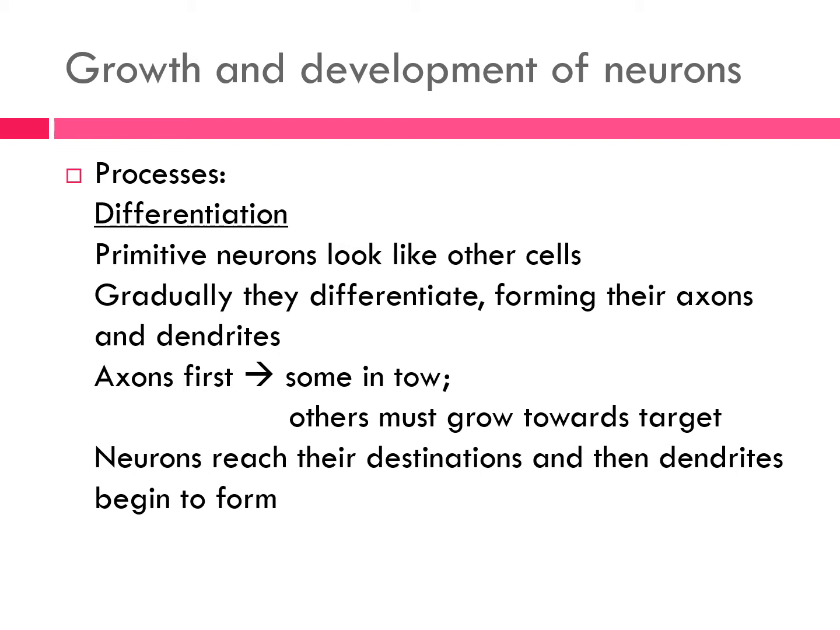So they develop their axons when they are at a place where they're going to need to communicate to these targets, and then they continue to grow and kind of just leave behind what's going to be the terminal buttons and bring that axon in tow. And others get to their destination, and then they have to grow their axon out towards the targets that they're going to communicate with. Neurons reach their destinations, and then the dendrites begin to form.